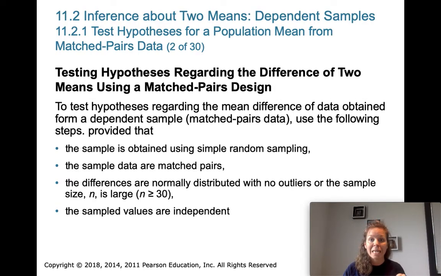So here's what we need to be able to do this. We need the first sample to be done by simple random sampling. Then we need the second sample to be matched to that in some way. We need the sample to be more than 30. Again, with your project, that's why we had that as our number, the magic number of 30. We need that sample to have more than 30. And we need the sampled values to be independent of each other. So person number one cannot affect that second one.